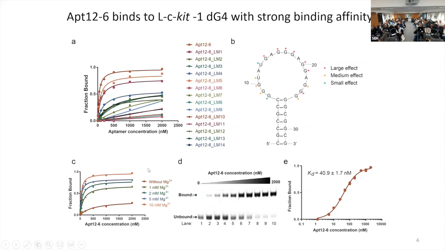Next, I optimized the binding cofactor magnesium concentration. When there is no magnesium, the binding is very weak, and when there is 1, 2, 5, or 10 millimolar magnesium, the binding gets stronger. I selected 10 millimolar magnesium for the in vitro binding assays. Then I tested the binding using MSAN, and the KD was calculated to be 40.9 nanomolar.